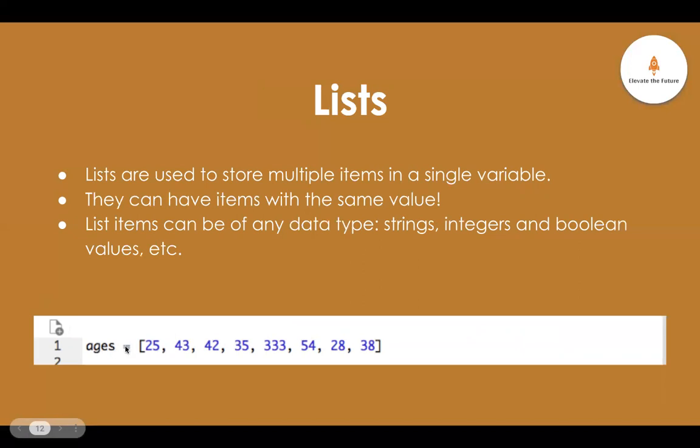So with ages, it's a lot easier to just have one single thing called ages and list all of the different ages, rather than having age 1 equal to 25, age 2 equal to 43. This makes it a lot easier. You can also iterate through these, so this can be used in for loops and while loops. So it gets much, much easier.